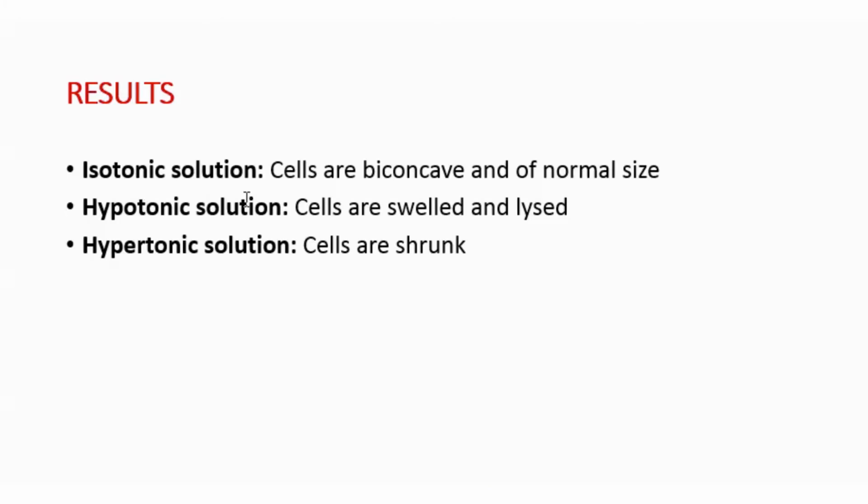The results of this practical are, when we put cells in isotonic solution, the cells are biconcave because the red blood cells are biconcave, and they are of normal size because the entry and exit of water from cells is in equilibrium.